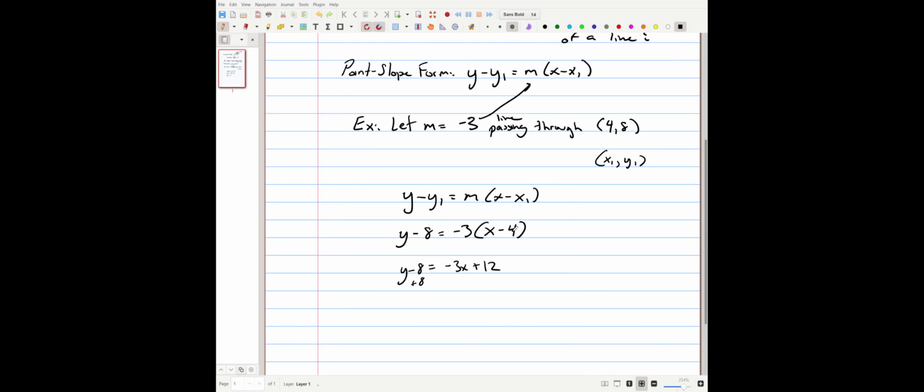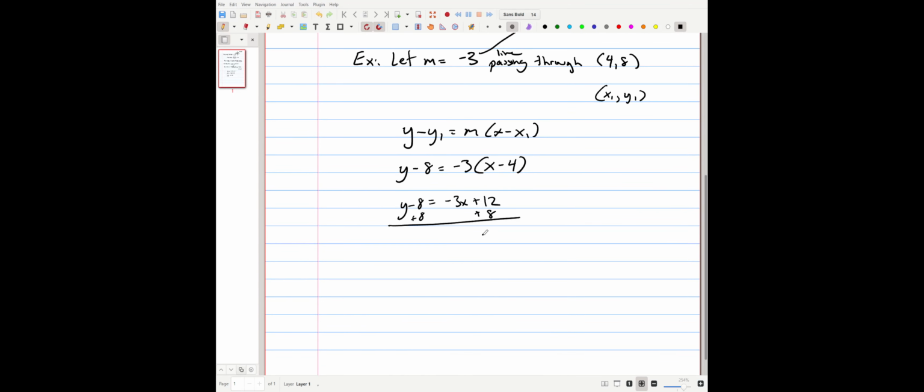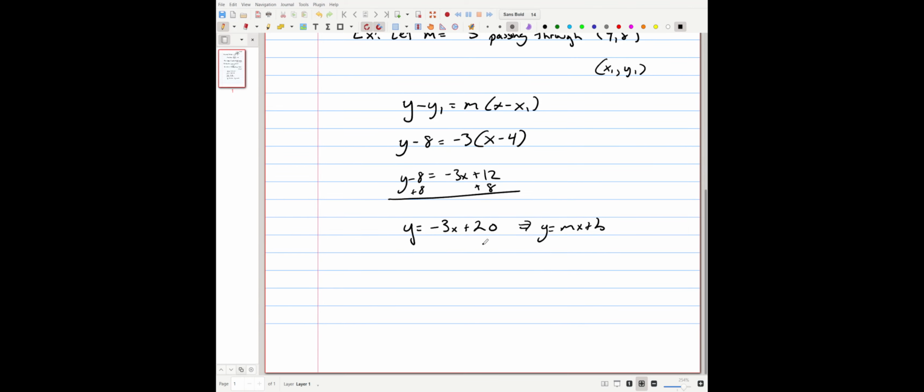Then we add 8 on both sides, because remember, we're always trying to isolate for y when we have two variables. And so we're going to get y is equal to negative 3x plus 20. And you can tell that this is now in y equals mx plus b form. But this is the equation of our line. Okay. Let us do one more example and then we'll wrap this video up.